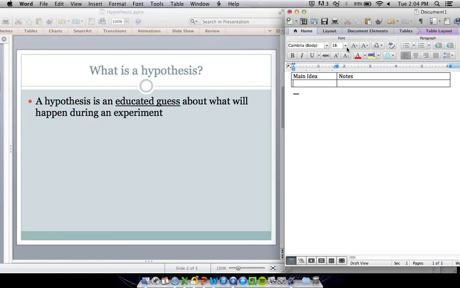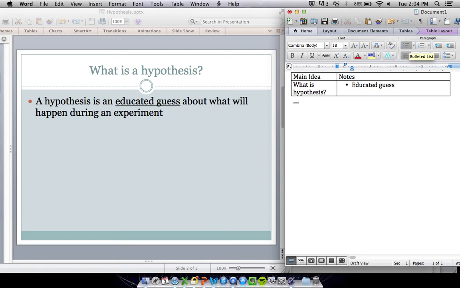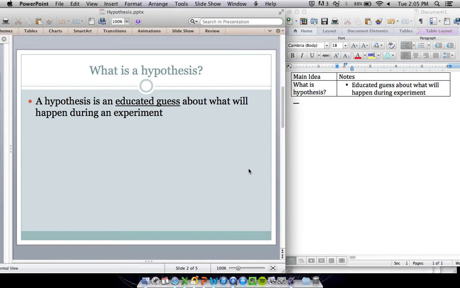So let's get started. What is your hypothesis? The best way to define this is: your hypothesis is an educated guess about what will happen during an experiment. This is what we think will happen. It's what you think the answer to the problem that you identified earlier is. You identified a problem. This is your guess at the answer.